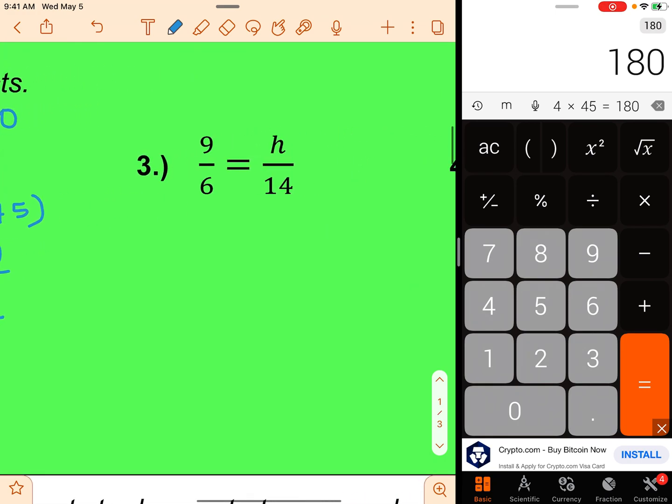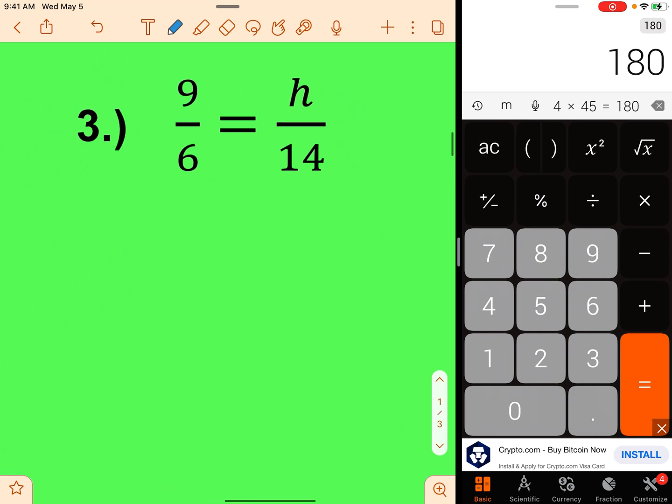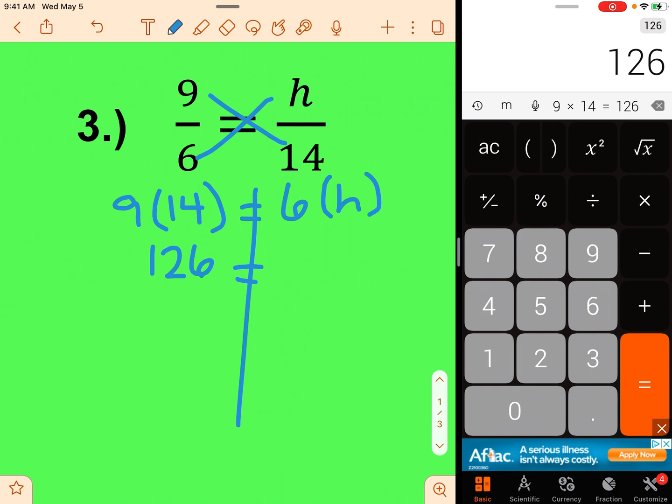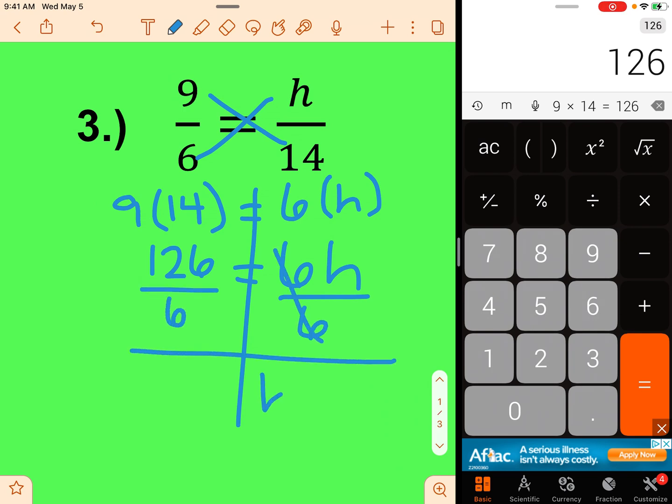I'd love for you to practice number 3 and number 4 on your own and then come back and check your work. Number 3, we have 9 over 6 is equal to h over 14. We're going to cross multiply. 9 times 14 is equal to 6 times h. 9 times 14 is 126, and that's equal to 6 times h, which is just 6h. Again, we need to divide by that 6 to get rid of it. Our 6's cancel, we're just left with h. 126 divided by 6 gives us 21.